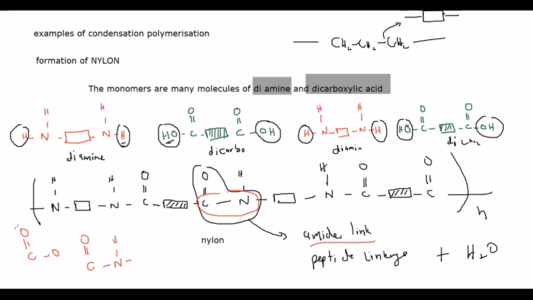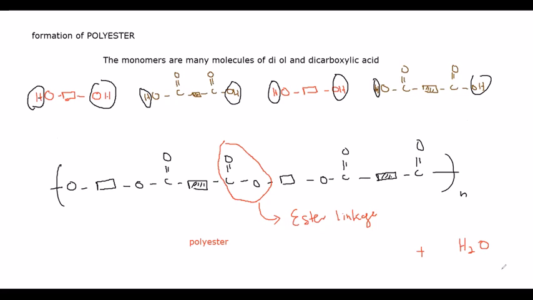So C double bonded with O and O is ester, and C double bonded with O and N is called amide or peptide linkage. Even if hydrogen is there or not there, it will not make a difference to the linkage. It's called the same amide linkage. That's why I did not highlight this hydrogen. Is the structure of polyester clear? Draw this structure of polyester.